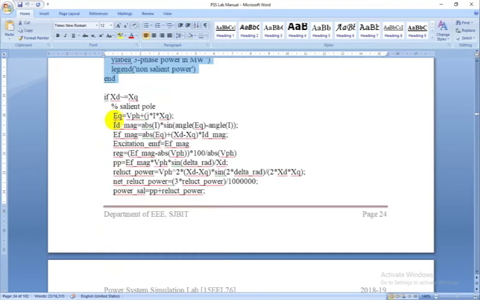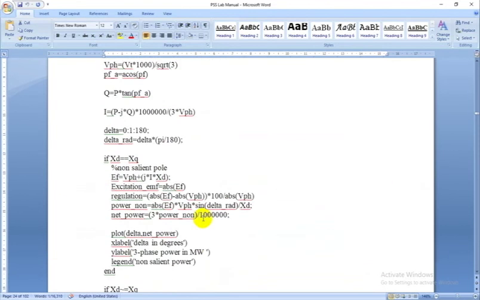For a salient pole machine, we have a different calculation to plot the power angle equation. The power angle equation for a salient pole machine has 2 powers: one is the useful power and the other is the reluctance power. The reluctance power is calculated using this direct formula, taken from the derivation of the theory: V squared into (Xd minus Xq) sin 2 delta divided by 2 times Xd Xq. This is the derived equation, and the useful power is the same, EV sin delta divided by Xd.